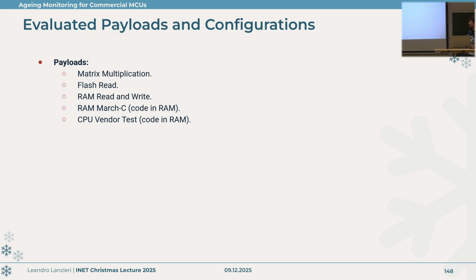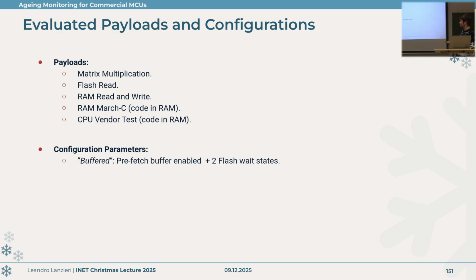Now, in parallel with this, we also have two configurations for the device. The buffered configuration basically enables the prefetch buffer, which prefetches the instructions from flash and has two wait states, so it waits two states before doing read operations from the flash. The unbuffered configuration is one that disables the prefetch buffer and has no wait states. That should introduce some extra stress on the flash subsystem of the microcontroller.